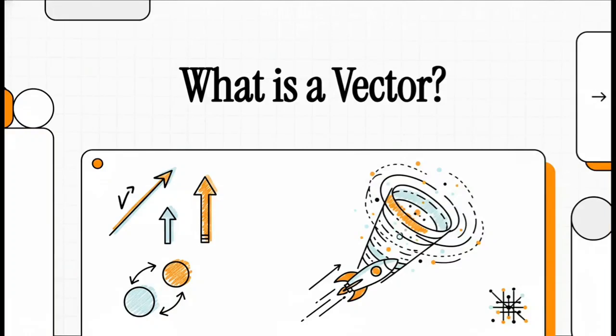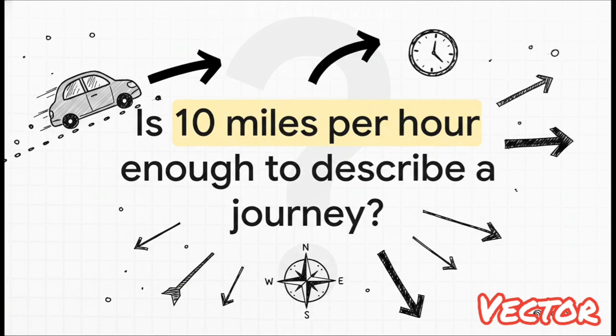All right, let's jump right in. We hear the word vector thrown around all the time, right? From high school physics to a blockbuster movie. But what in the world is a vector really? Well, it turns out the answer is both way simpler and way, way cooler than just an arrow on a page. So let me just ask you this.